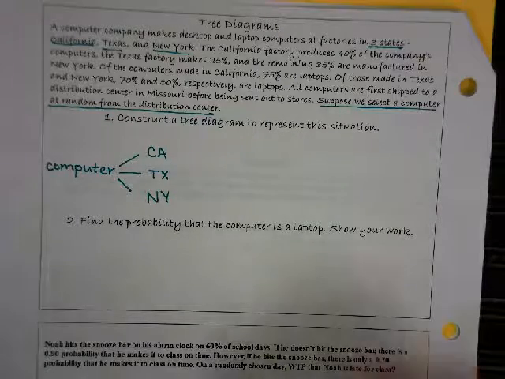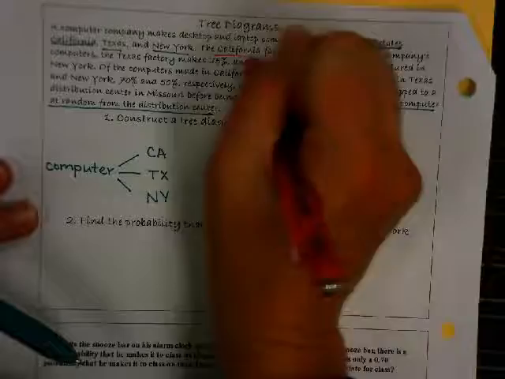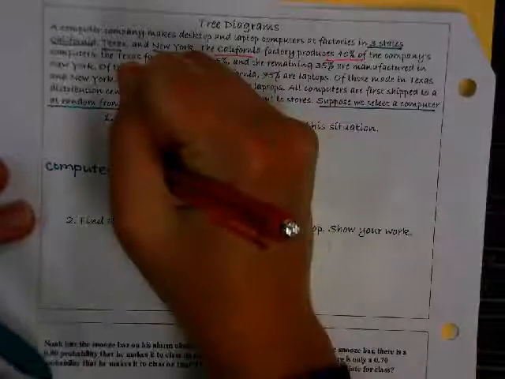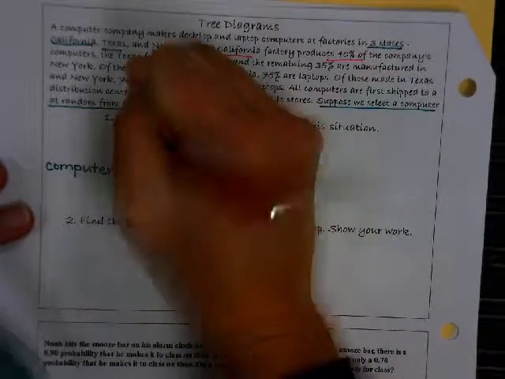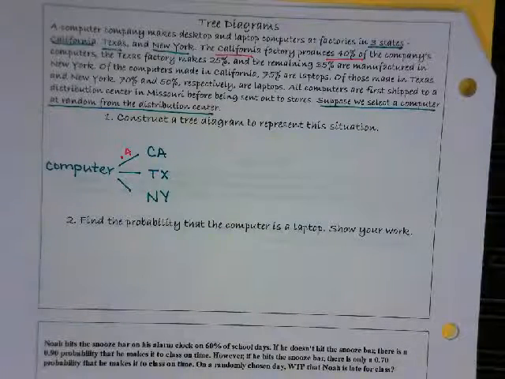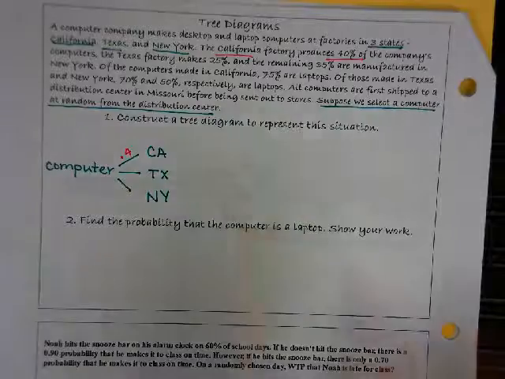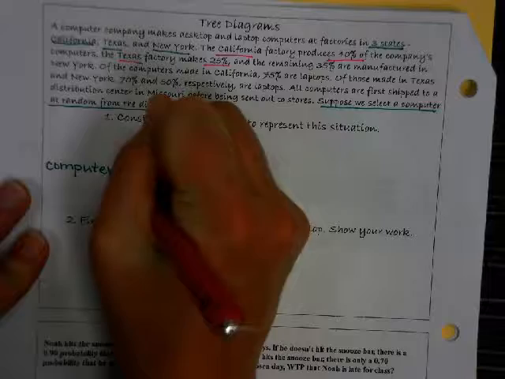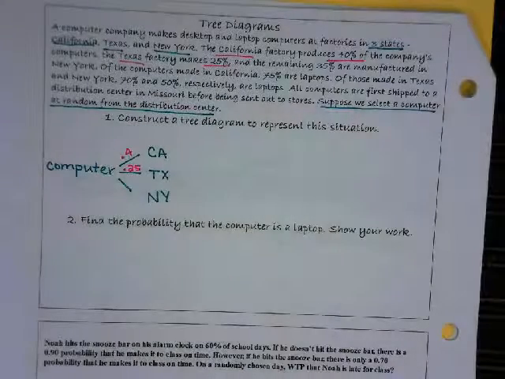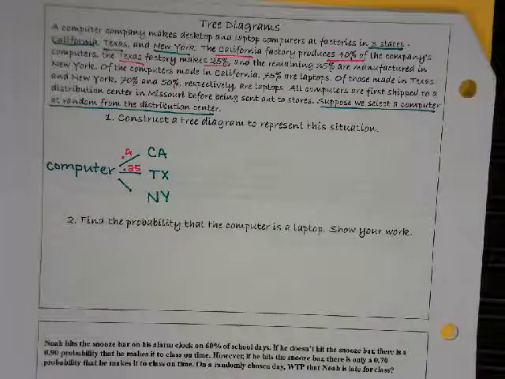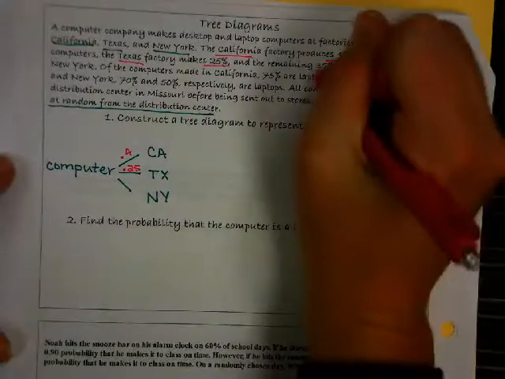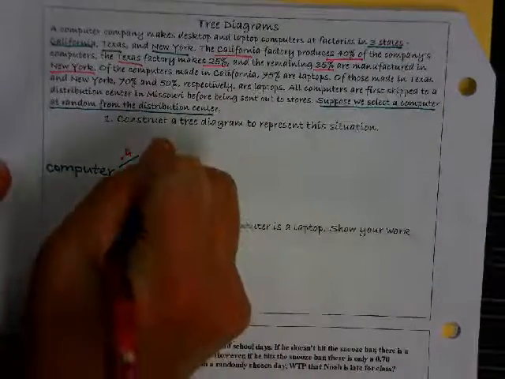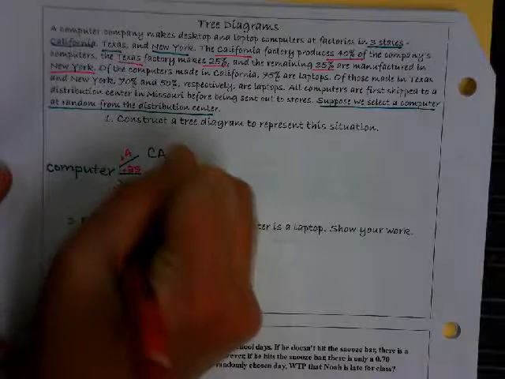All right. So California makes 40%. So along the line to California, I'm going to have 40% as a decimal. So 0.4. Texas makes 25%. So on the line to Texas, I have 25% as a decimal. And then it tells us the remaining 35% are made in New York. So along that line, I made that line a lot more diagonal.